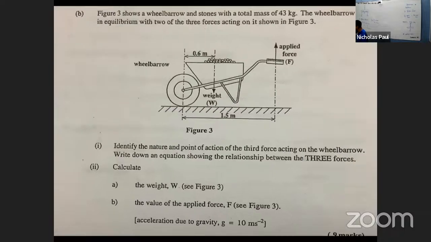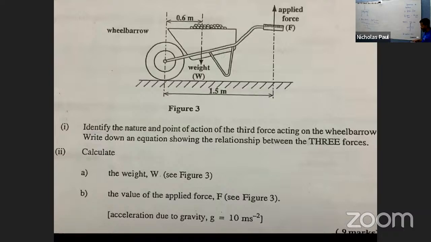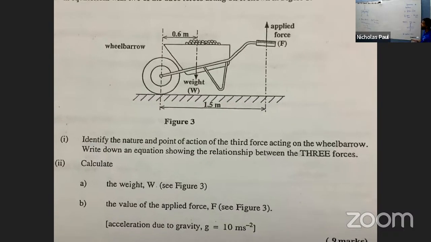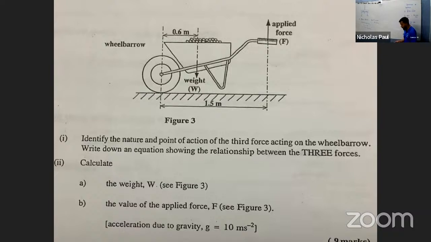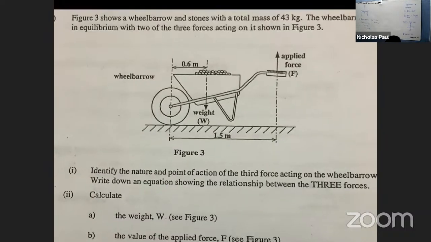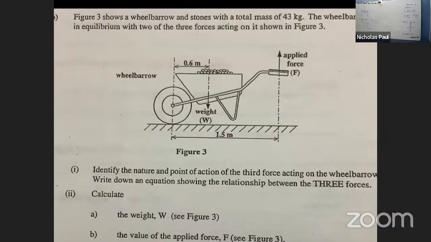Then it said the wheelbarrow is in equilibrium. So what does that mean? If the wheelbarrow is in equilibrium, what does that mean? It means that the two laws I gave you will hold. Once you see the word equilibrium, these two things will hold. Now take a little read. I don't know if you're all seeing it. Identify the nature... the mass of the wheelbarrow and the stones is 43 kilograms.